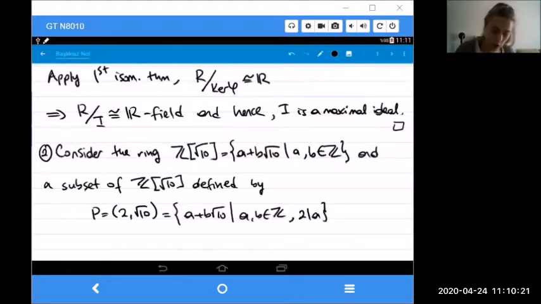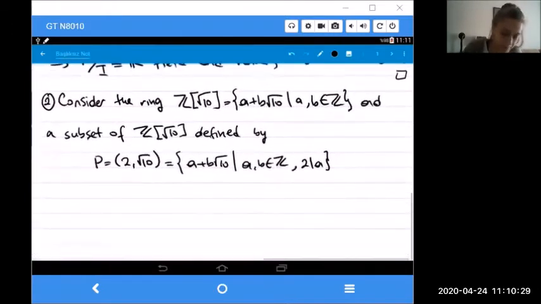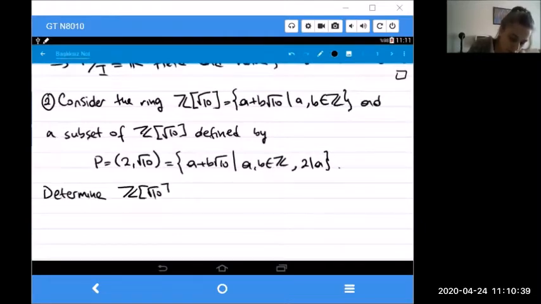Okay, so the coefficient a of this term is even. Our aim now is to determine the quotient ring Z[root 10] over P, and we also have the question: is P a prime ideal?